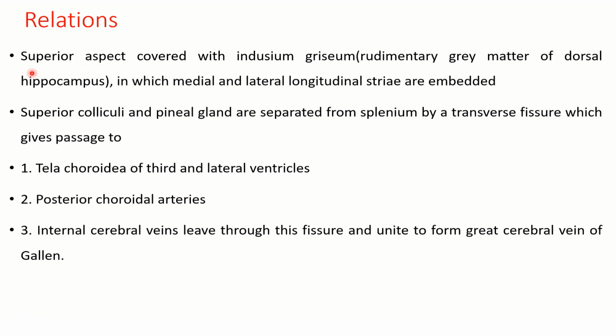So, relations of the corpus callosum. On the superior aspect, there is a gray matter called indusium griseum, in which there are medial and lateral longitudinal striae. Superior colliculi and pineal gland are separated from the splenium by a transverse fissure, which I have already mentioned earlier. It gives passage to the tela choroidea of the third and lateral ventricles, posterior choroidal arteries, and the internal cerebral vein leaves through this fissure and unites to form the great cerebral vein of Galen.